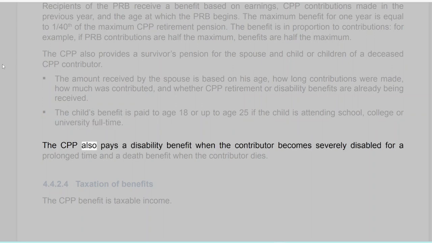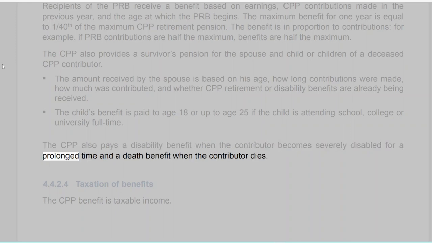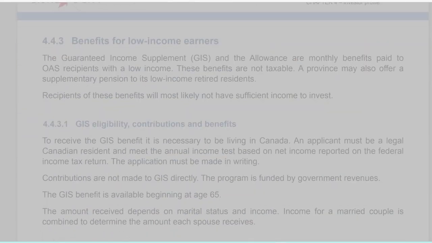The CPP also pays a disability benefit when the contributor becomes severely disabled for a prolonged time, and a death benefit when the contributor dies. Taxation of benefits: the CPP benefit is taxable income. 4.4.3 Benefits for low-income earners. The Guaranteed Income Supplement, GIS, and the allowance are monthly benefits paid to OAS recipients with a low income. These benefits are not taxable.